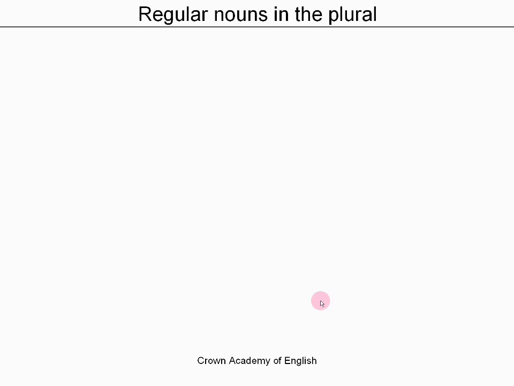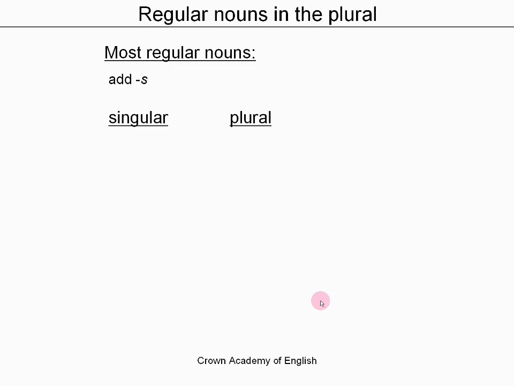So we're going to start with the easy ones. So let's look at the regular nouns. And the basic rule is that we simply add an S to the end of the noun to make it plural. So, for example, house in the singular is houses in the plural. So you can see here, we simply add an S to the end of house.